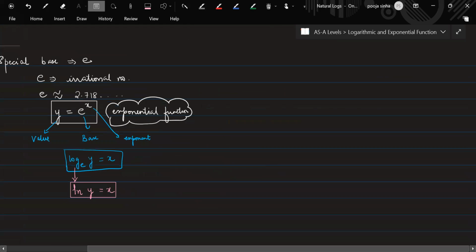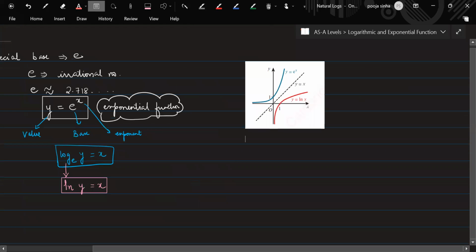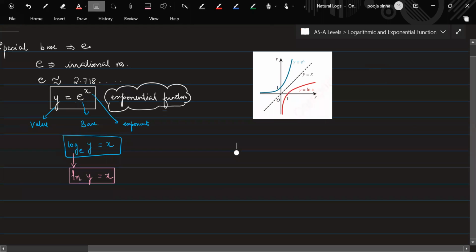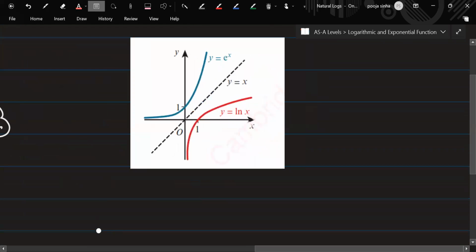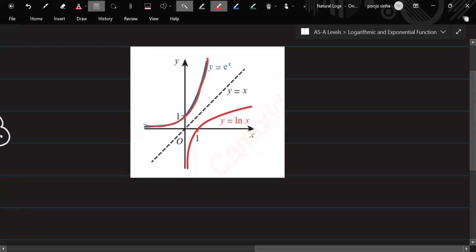Now, how do we put it on a graph? I'm going to show you something. Here, do you see that? In this graph, there is y which is equal to e raised to power x. That's the exponential graph. This is an exponential graph, which means there is a continuous growth happening. If you plot y is equal to e raised to power x, what will happen?